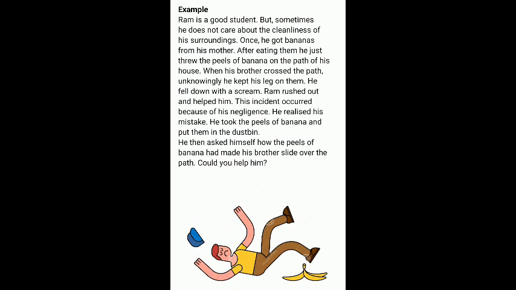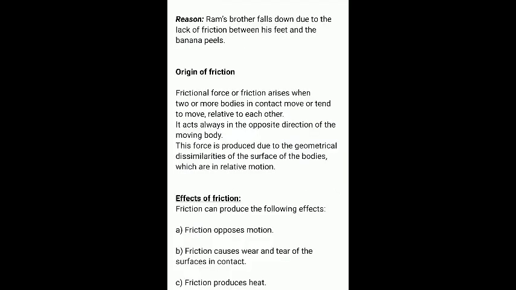He then asked himself how the peels of the banana had made his brother slide over the path. Could you help him? Think for a second. Reason: Ram's brother falls down due to the lack of friction between his feet and the banana. If there wasn't sufficient friction between his feet and the banana peels, Ram's brother would not have fallen down.